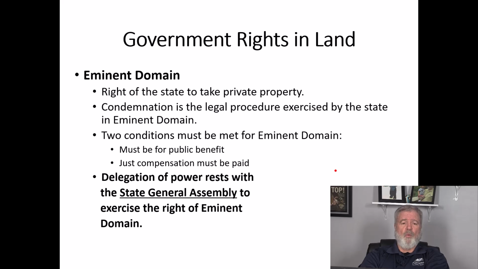All right, so what two conditions must be met before the state can take private property? Well, number one, it says the reason the state's taking the property must be for public benefit. Y'all, that's critical right there. But then number two, it says just compensation must be paid. In other words, they do have to pay you for it, and they have to pay you whatever it's worth.